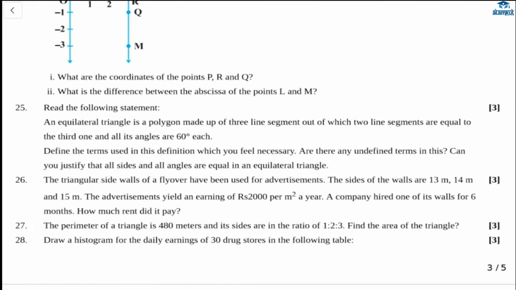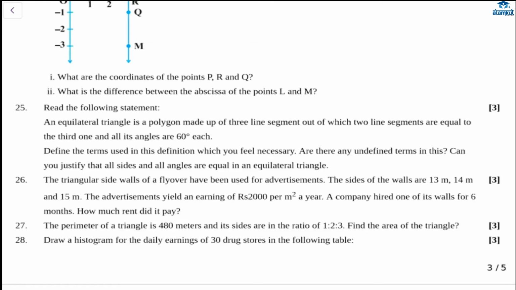Now what are the terms that are used in this definition? You can see here equilateral triangle. You have to define the term equilateral triangle. Polygon, does everybody know what a polygon is? What is a polygon? It is a closed figure bounded by 3 or more lines, you can say. Then what is a line segment? Line segment, and what else? Angles, line, point. And the undefined terms you can see are line and point.